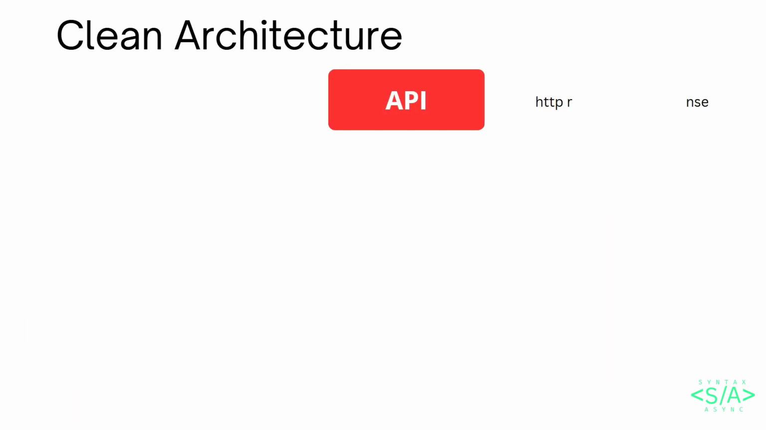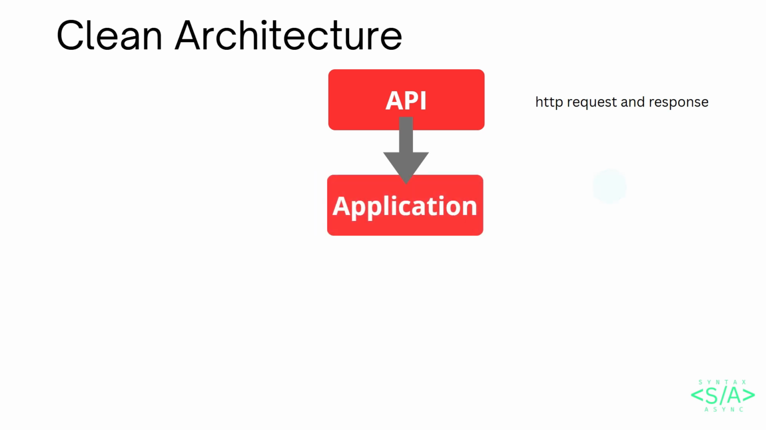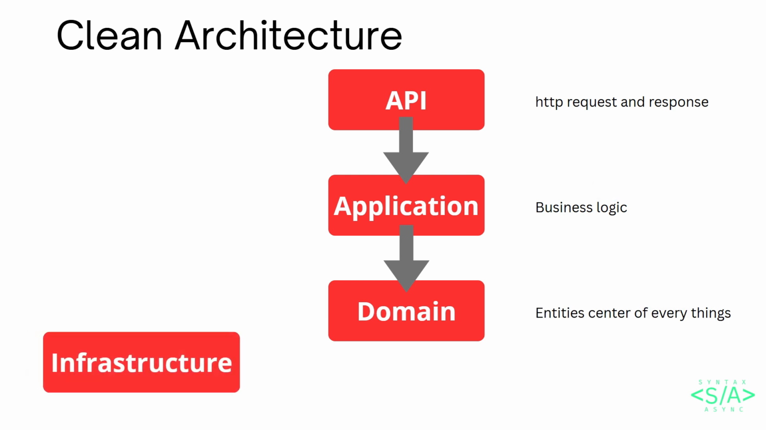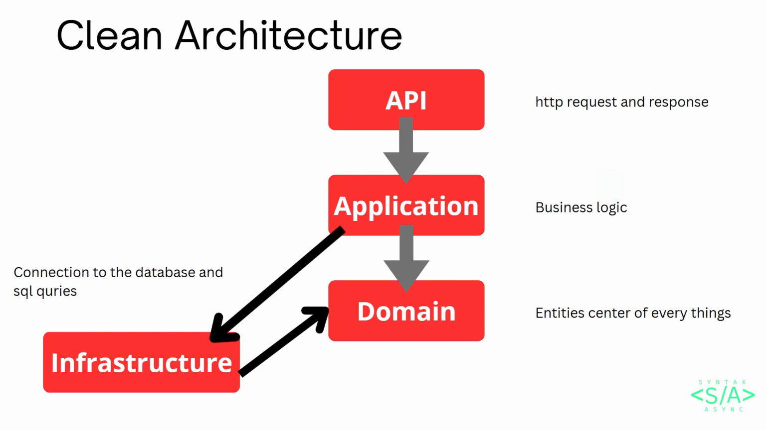API. The API layer is responsible for receiving requests from API endpoints and sending back responses. Application layer. The application layer is responsible for processing the business logic of the application. It depends on the domain layer. The domain layer contains the core business entities and logic. So the application layer's job is to use the domain entities, interact with the database, process the business logic, and return the result to the API layer.